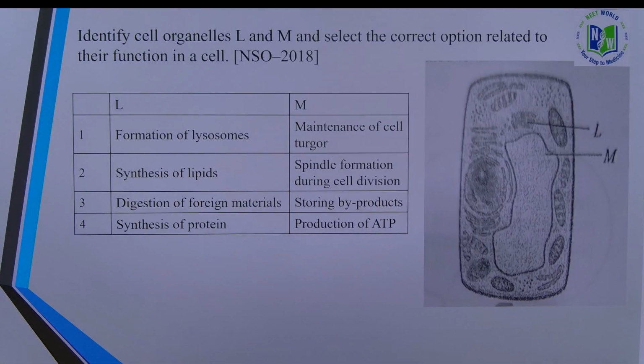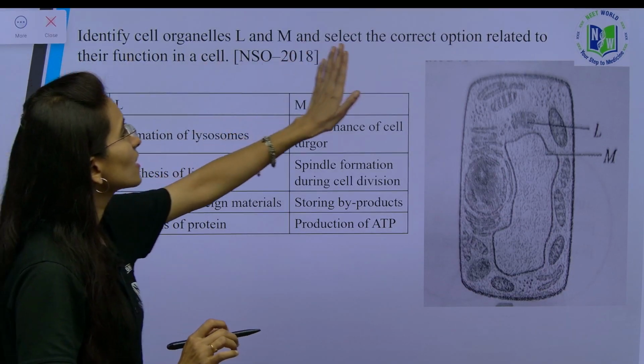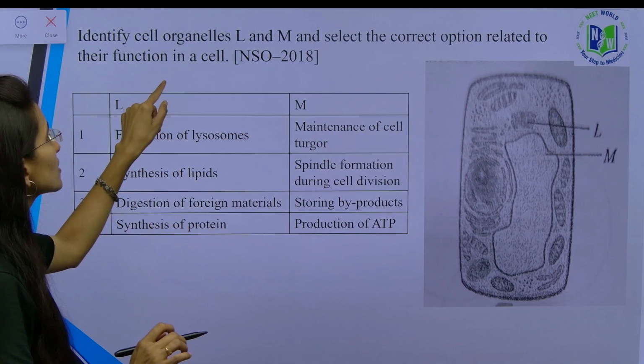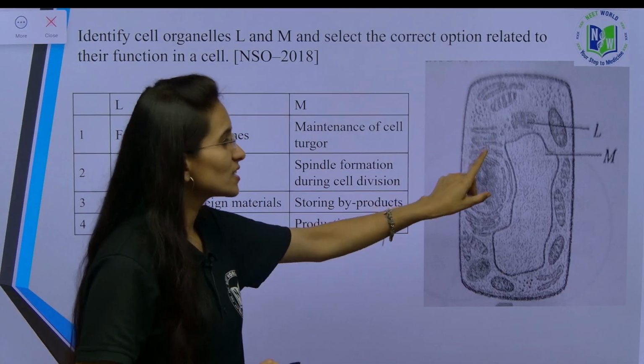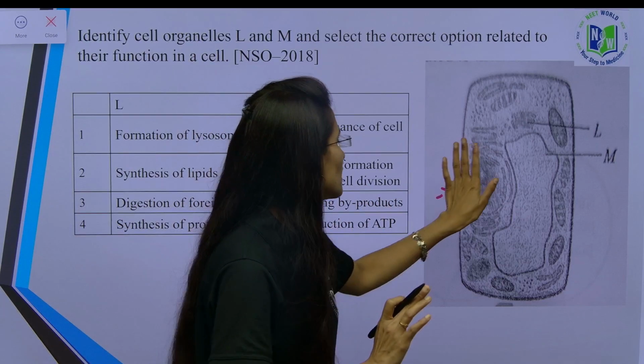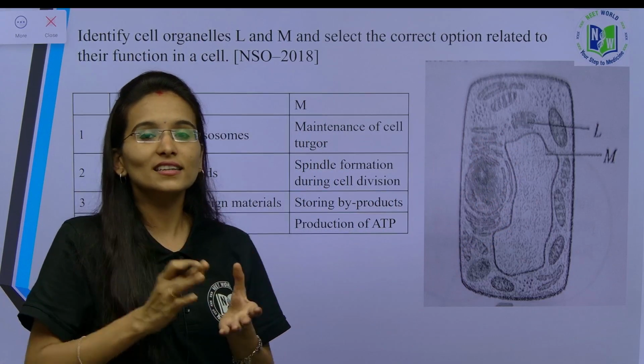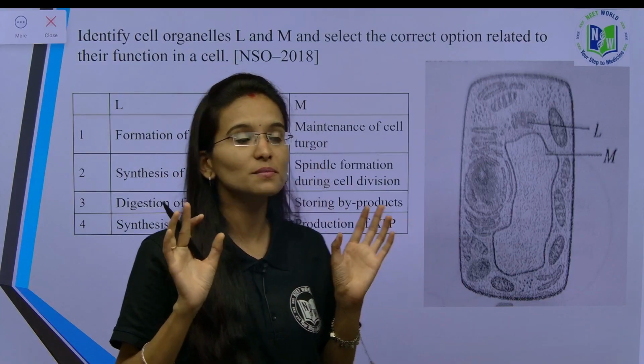Yes, look into the third question. Identify the cell organelles L and M and select the correct option related to their functions in a cell. So here is a given diagram, okay. So see students, look into this. In this way you are going to get diagram based questions, okay. You need to understand the labeling parts as well as mainly their functions, okay.